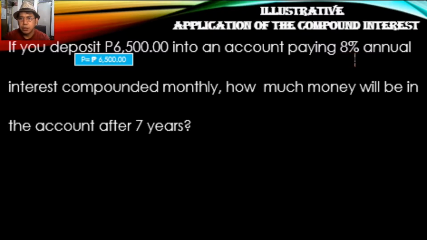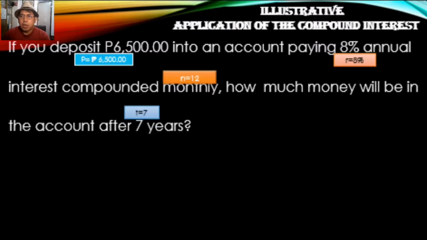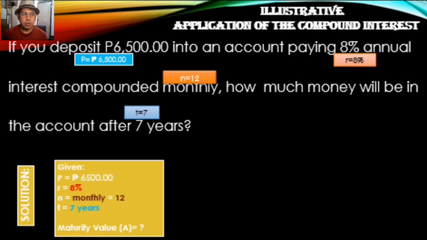Another one is the interest rate. The interest rate is given at 8% and compounded monthly. Another one is the term or period of the deposit, which is 7 years. Now, for us to solve this problem, let's jot down the given of the problem. So we have here the following given.